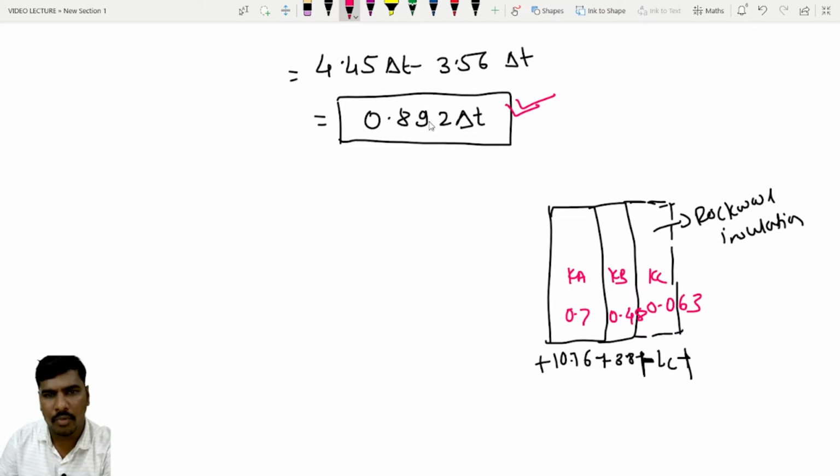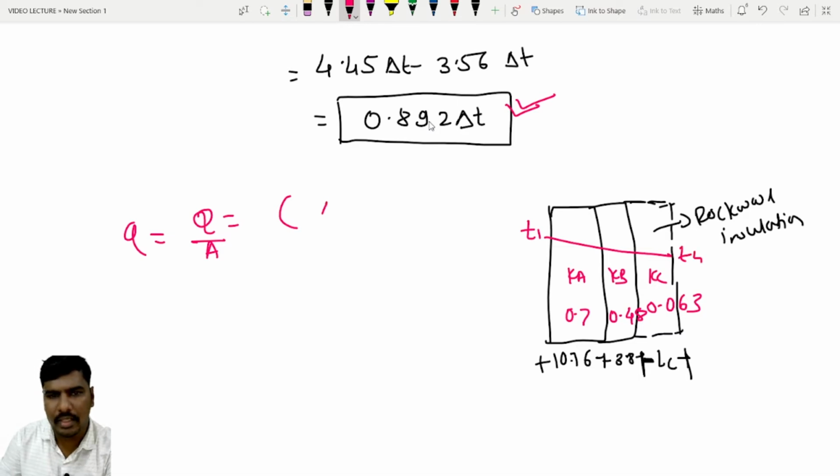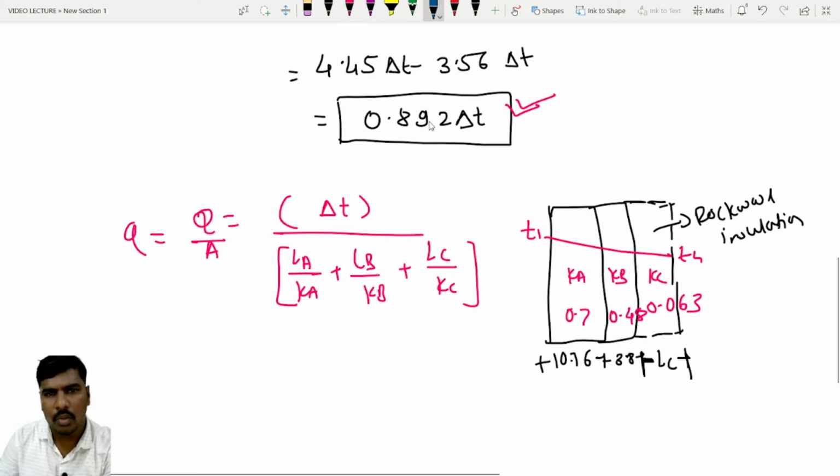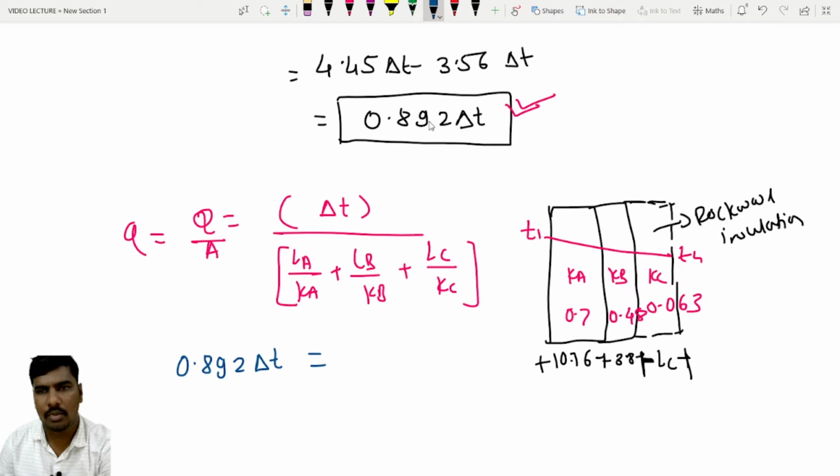So I will write the formula for this. Q by A, that is small q, is equal to the temperature difference, the temperature inside and outside, so delta T divided by LA upon Ka plus LB upon Kb. Now we have added the third layer of insulation, Kc. Now what we know is this q is 0.892 delta T. So this much heat is required to transfer.